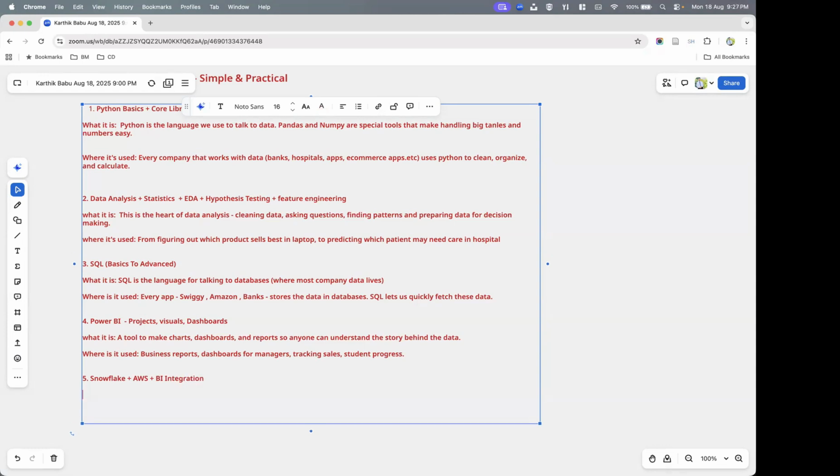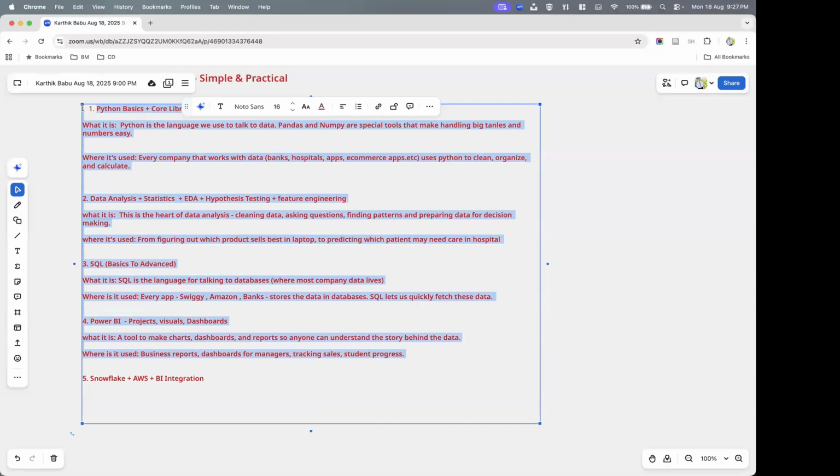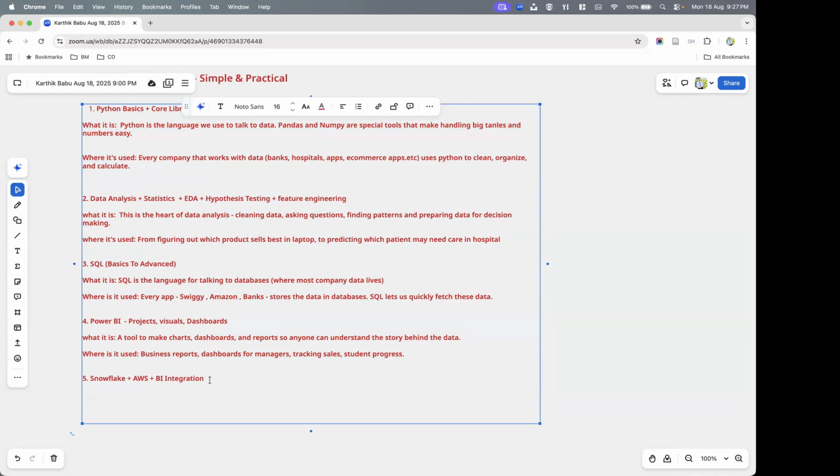Because if you are trying to go as an experienced candidate, if you are showing 1 to 4 topics you are learning, you can claim 1 or 2 years of experience. If you want to claim 3 or 4 more years of experience, you need to learn Snowflake, AWS, and BI integration, because it gives you an upper hand where you can place yourself as an intermediate data analyst, not as a fresher data analyst. Okay, so under Snowflake, AWS, and BI integration, what will you be using?